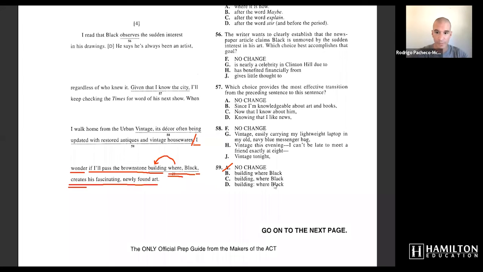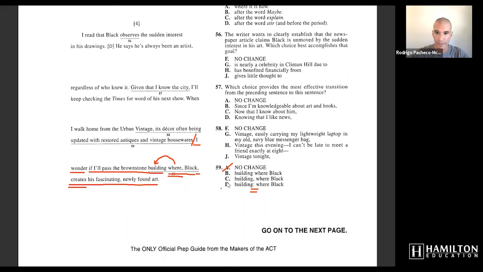Okay, C, we don't have a comma after our subject. We do have a comma before the relative pronoun, and we could use that comma there. It's going to come down to meaning, as we'll see here in a minute. D gives us a colon. This isn't going to work because there's really no equivalence between what we see on either side of the colon. This is new information about the brownstone building.